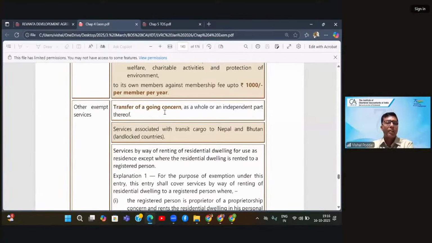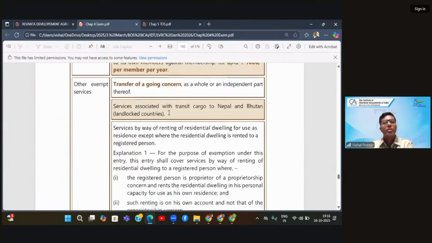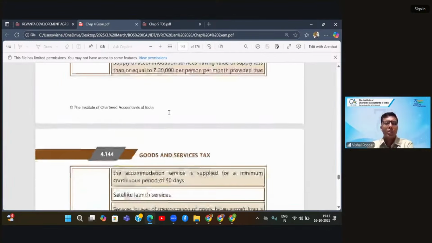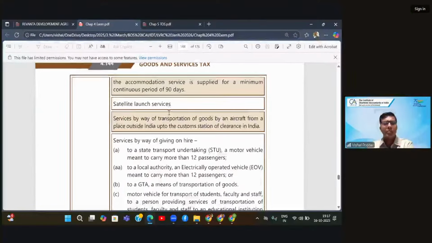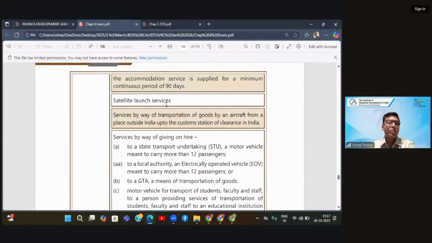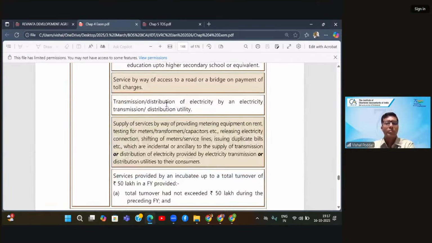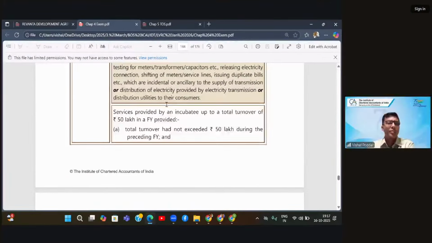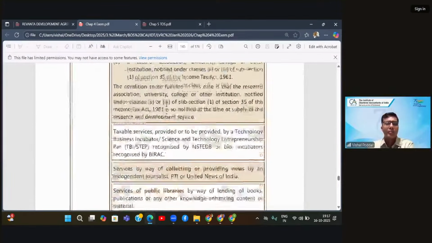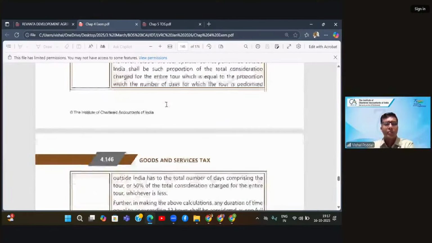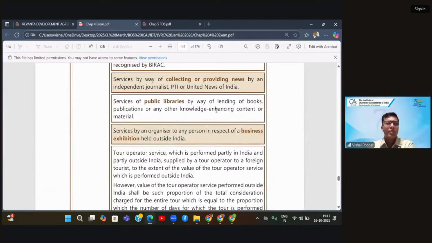And next, sale of business as a going concern is exempt. So these are some important exemption entries. Yes, satellite launch services are also exempt. Then toll charges are exempt. Public library fees are exempt.